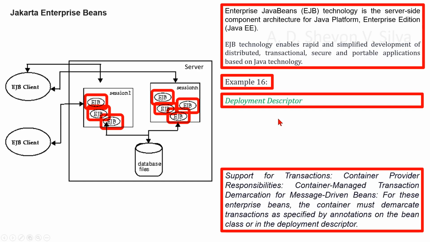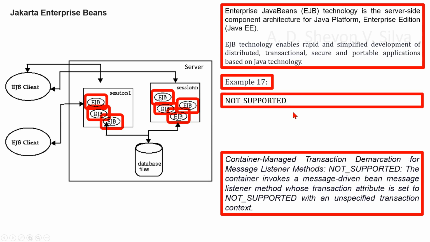Now we are considering container-managed transaction demarcation for message-driven beans in the container provider's responsibilities in support for transactions. For these enterprise beans, the container must demarcate transactions as specified by the annotations on the bean class or in the deployment descriptor. The container is responsible for providing transaction demarcation for the message-driven beans that the bean provider declared with container-managed transaction demarcation.